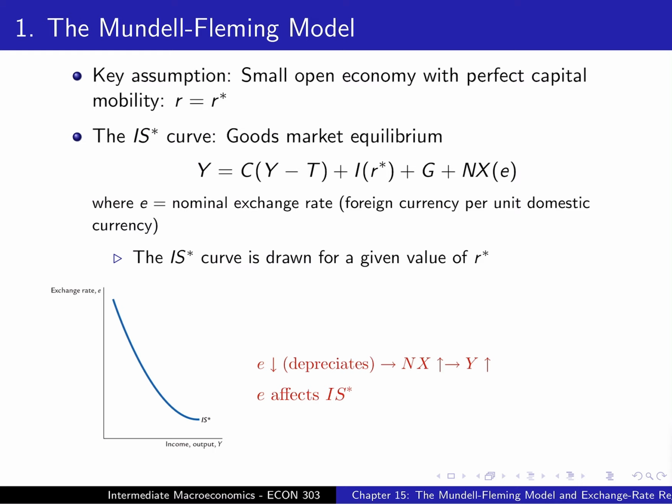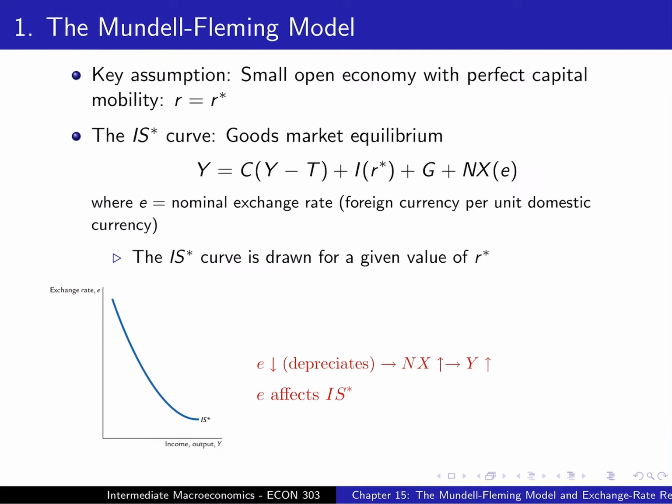interest rate, and it is fixed, G is government spending, E is the nominal exchange rate, the foreign currency per unit of domestic currency, and NX, a function of E, is net exports, which depend on the nominal exchange rate. The IS star curve is drawn for a fixed value of R star, and the only variable affecting it here is the nominal exchange rate E.